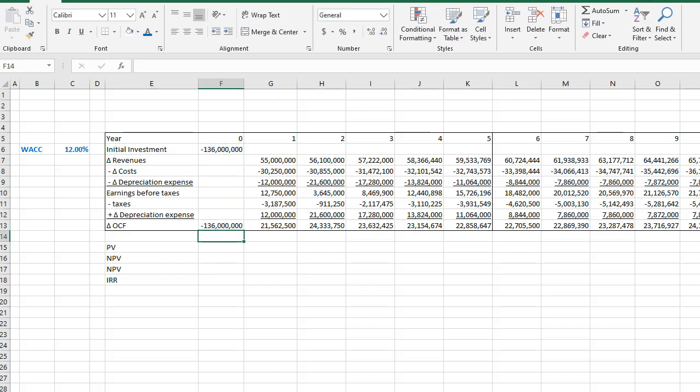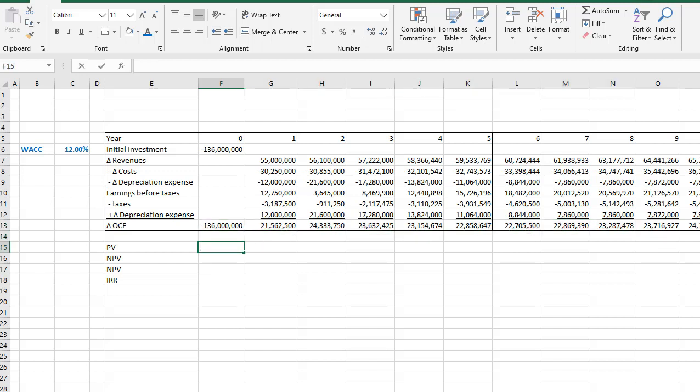So we have an initial investment of $136 million, and each year there's going to be some, and there are no formulas here, there's going to be some revenue minus the change in cost, minus the change in depreciation. You have your earnings before tax, you take out your tax, add back depreciation, you have your operating cash flow. So you want to have the present value of these operating cash flows.